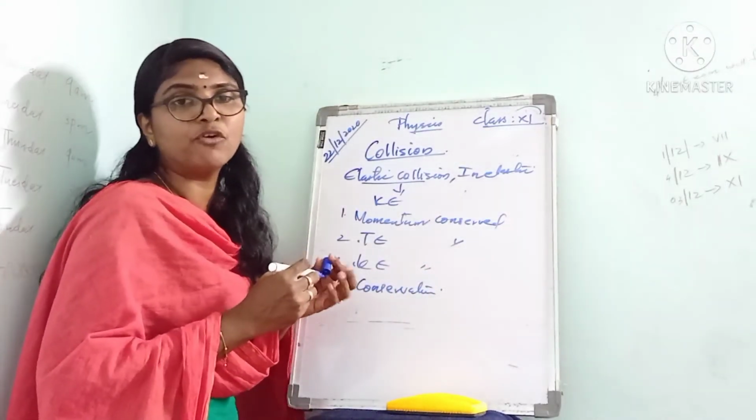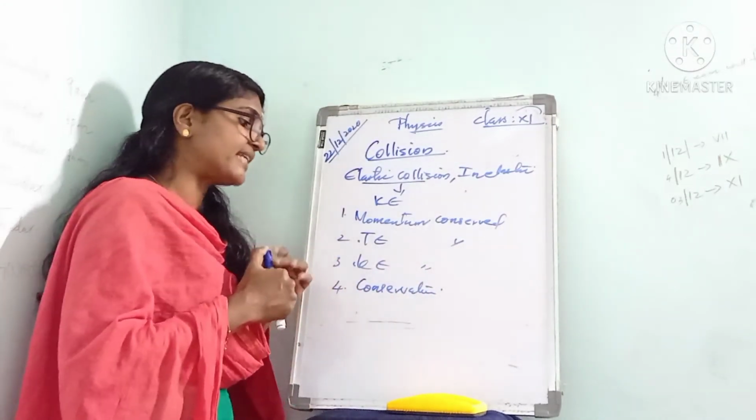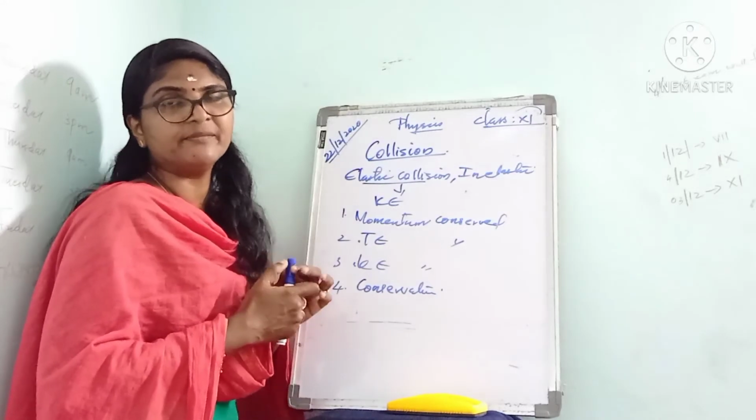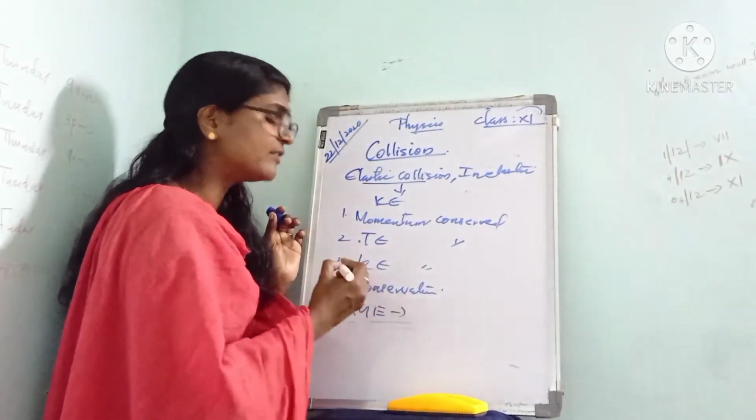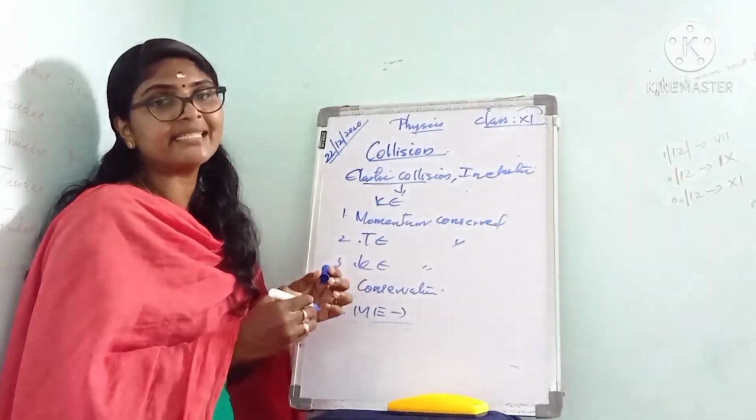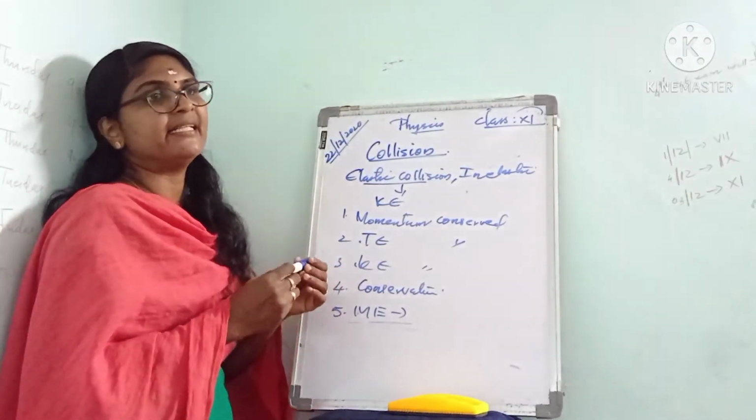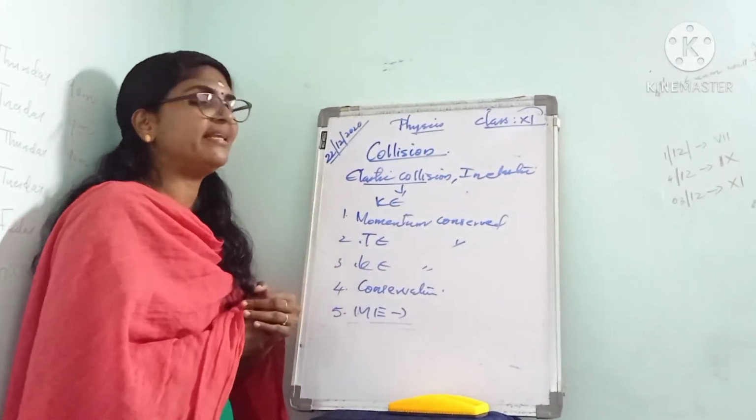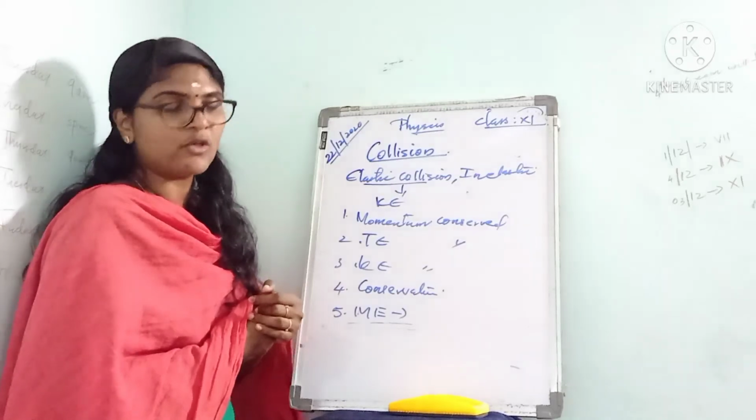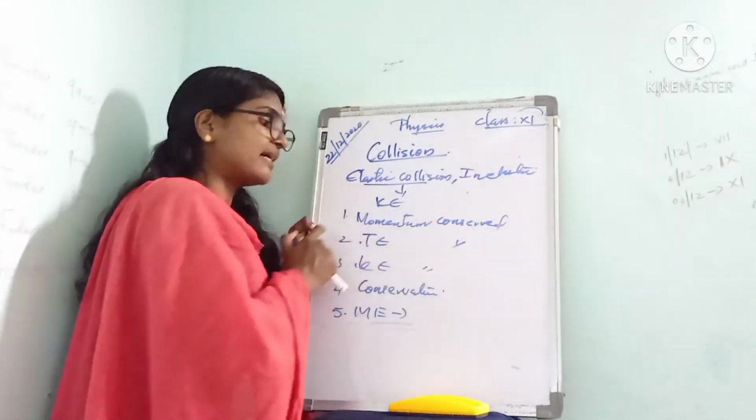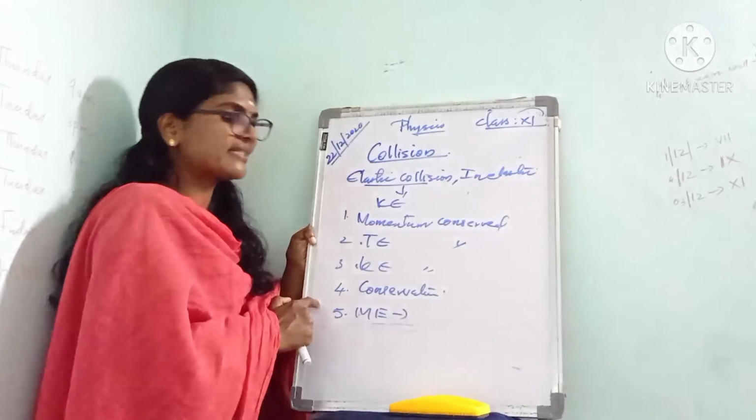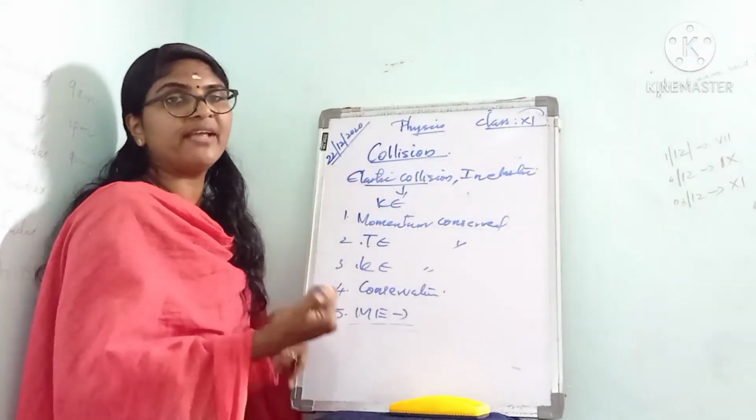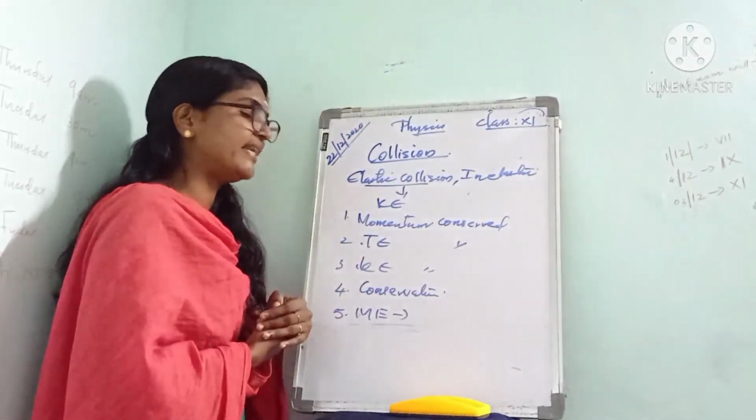Conservative in nature. The force involved during the collision is actually conservative. And the next is that the mechanical energy is not converted into light energy, heat energy and sound energy. These are the important characteristics of elastic collision. That is, the momentum is conserved, the total energy is conserved, the kinetic energy is conserved, and the force involved in elastic collision is conservative in nature.